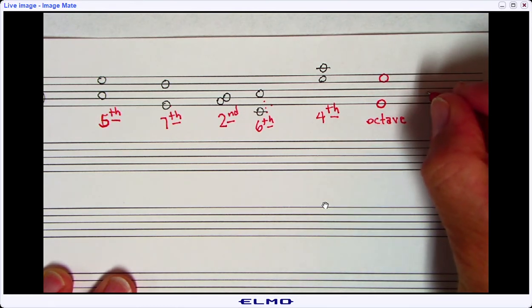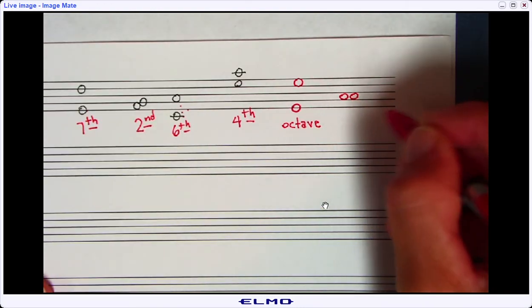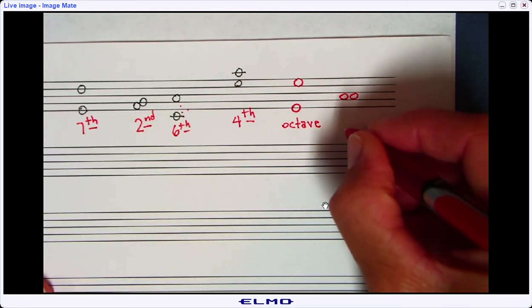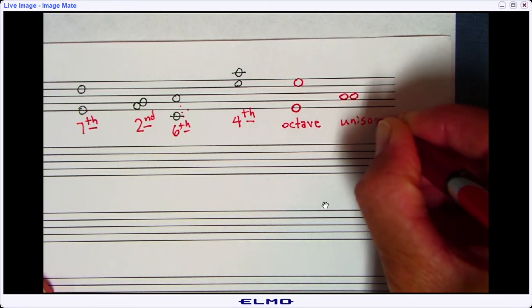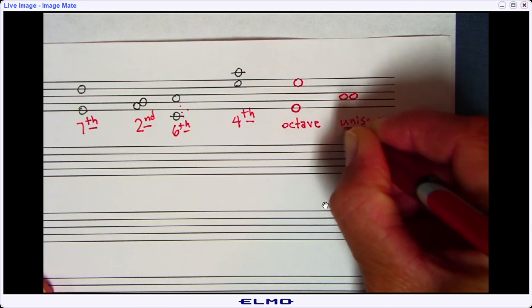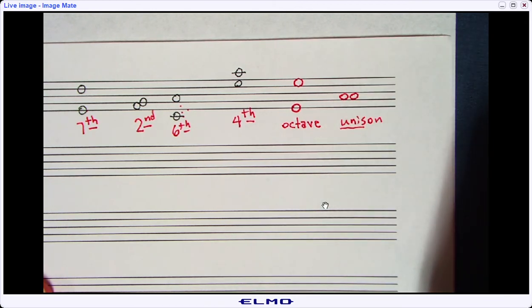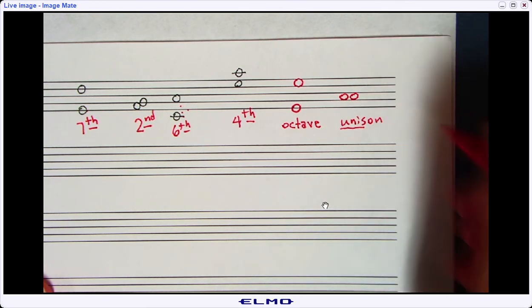Also, if you ever see one that is the same note, we don't really write first. We would write unison. Okay, unison, same note. The abbreviation is UNIS, unison. Okay, instead of writing first.